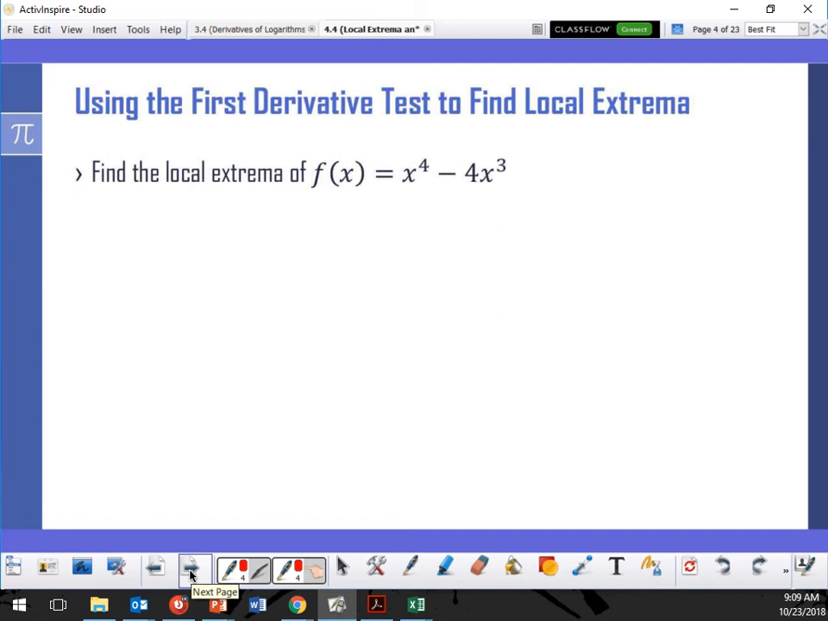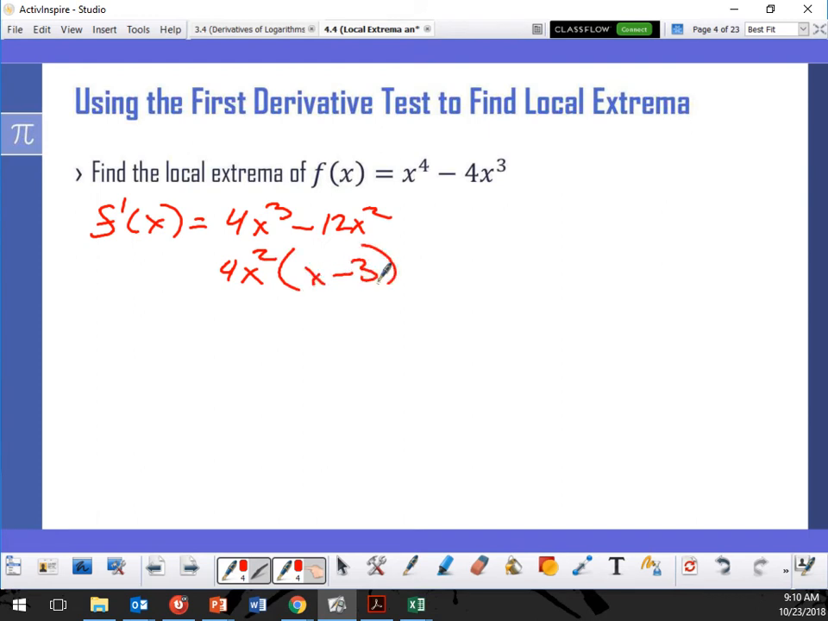First thing you have to do is take the derivative. So f prime of x is 4x cubed minus 12x squared. All right, so what do we got to do? Factor. If I factor, I end up with 4x squared times (x minus 3), and that's going to be set equal to 0.